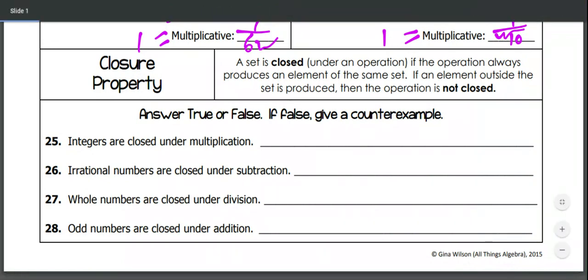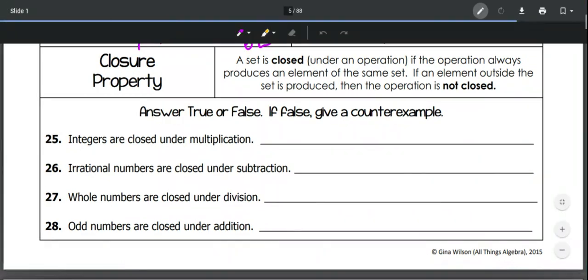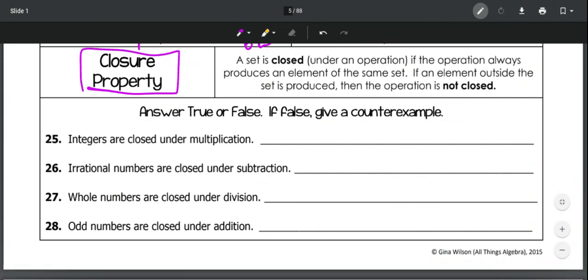Last thing, it's the closure property. The closure property is simply saying if something's closed, that means that two elements under the same operation end up giving you an answer that is of that same property, operation, whatever, and it will always happen. And if it doesn't do that, that means it's not closed. Okay. So now for these. True or false, and if it's false, give a counterexample.